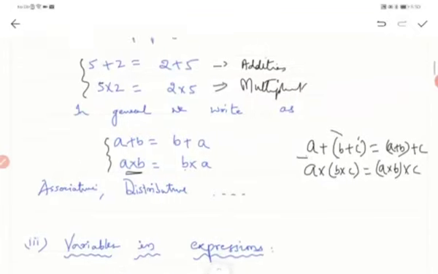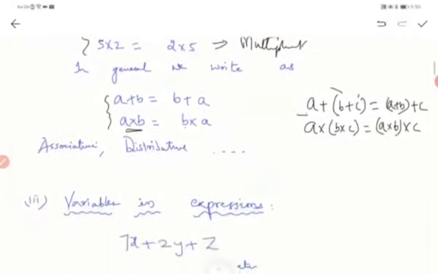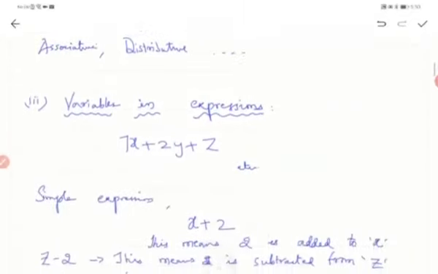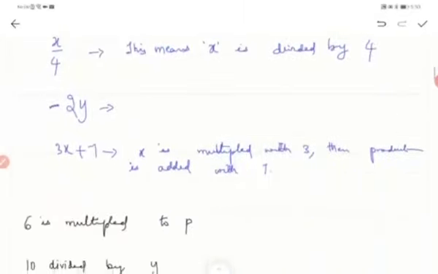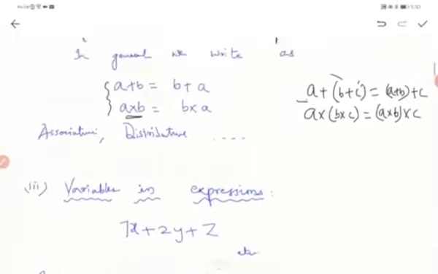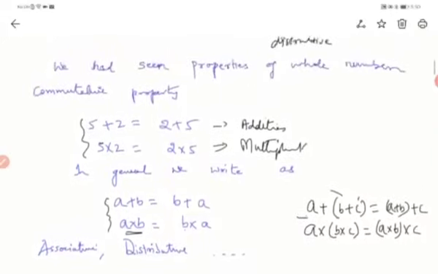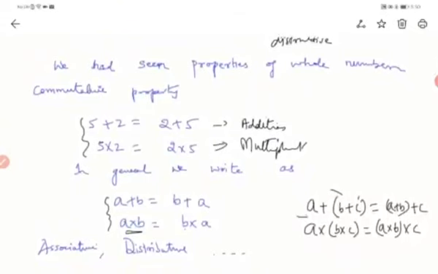The next thing is you have variables in expressions, and next you have variables in equations. Let's see these things: variables in expressions. How do you get an expression with some statements? All these things we will discuss in our next video. I hope you all are able to understand this. These are the basic things.